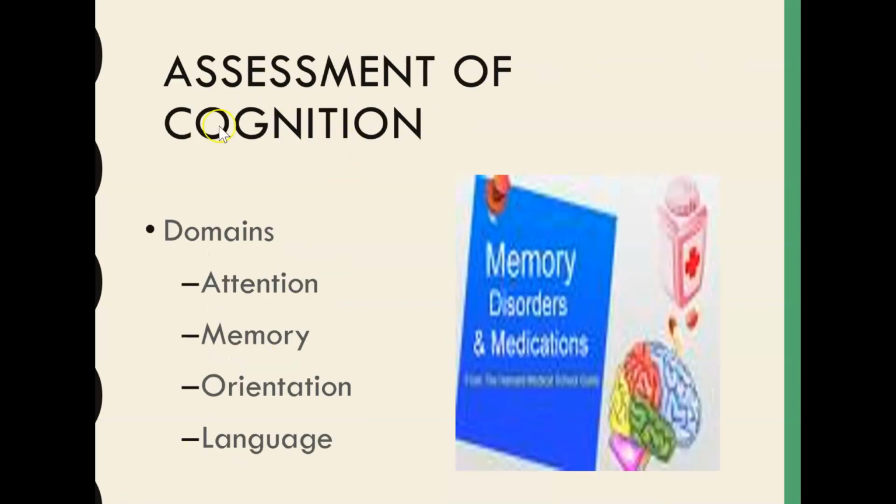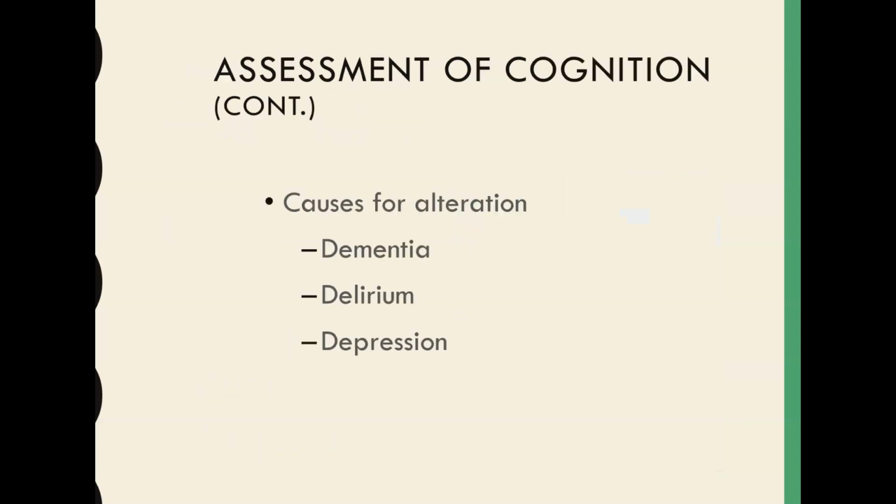Assessment of cognition. When you assess a person's cognition, you assess AMO: their attention, memory, orientation, and their language. For instance, if they have any alteration, do they have dementia, delirium, or depression? A depressed person often complains of memory impairment.